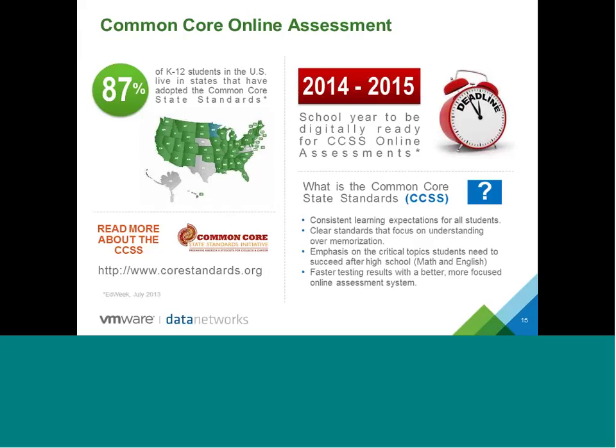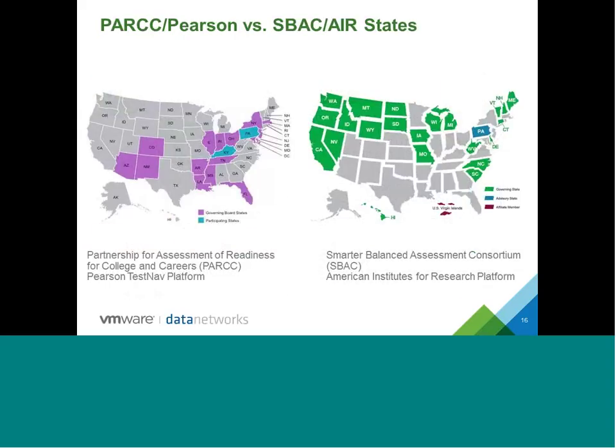So there's Common Core state standards. I'm sure you're familiar with this, and again, these slides will be available to you. 87% of K12 students in the U.S. live in states that have adopted this, and I know Maryland, of course, is one of them. The reason I put this in is we also might have some folks from North Carolina that might have joined, because our partner Data Networks also has some folks down there. So North Carolina is Smarter Balanced, where, of course, Maryland is a PARCC/Pearson state. We work with both solutions.